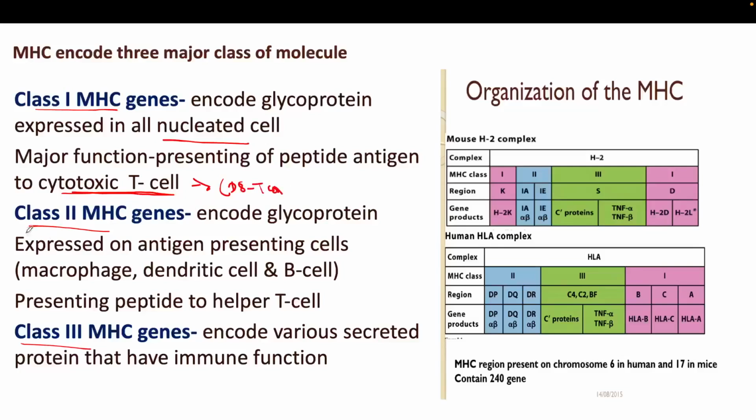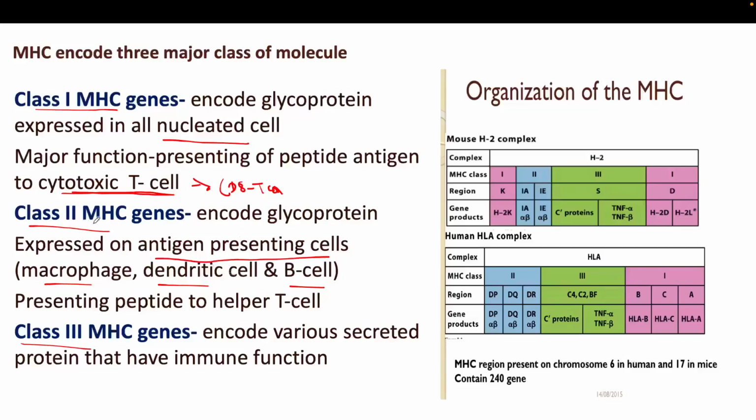Okay, whereas class 2 MHC genes are present only on the antigen presenting cells. Okay, what are the antigen presenting cells? The macrophages, dendritic cells, and B cells. And what type of cell is called an antigen presenting cell? Those which generally do the phagocytosis mechanism. Okay, that type of cell is called an antigen presenting cell, and these cells are macrophages, dendritic cells, and B cells. Okay, you have to remember that.